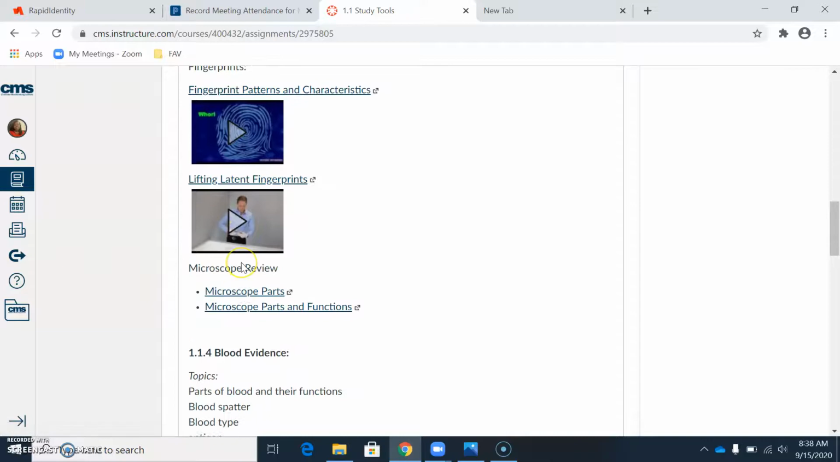We also did some microscope review. So again, you have microscope parts and microscope parts and functions. You have that information there to review, as well as information on the PLTW website and in your notes.